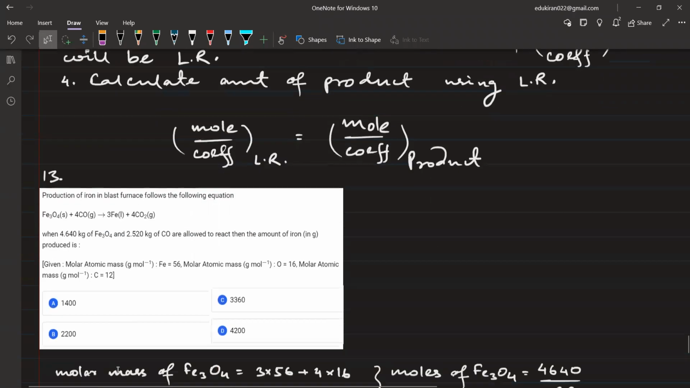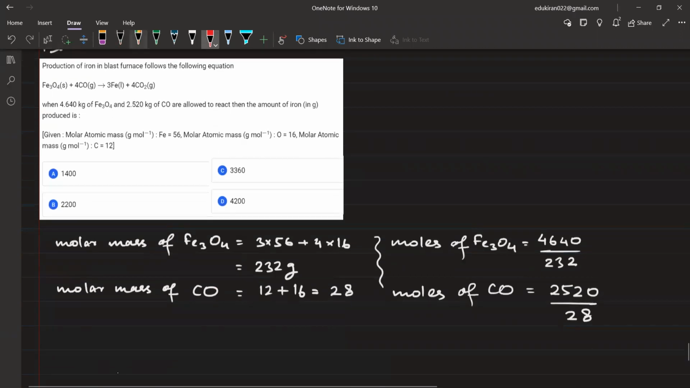Okay? For example, you have this question: production of iron in blast furnace follows the following equation: Fe3O4 solid plus 4 carbon monoxide gives Fe and 4 moles of CO2. When 4.64 kg of Fe3O4 and 2.520 kg of CO are allowed to react, then the amount of iron produced is how much? What did they ask? The amount of iron produced. Here they have given the amount of Fe3O4 and the amount of CO also. Since two are given, you have to calculate the limiting reagent.